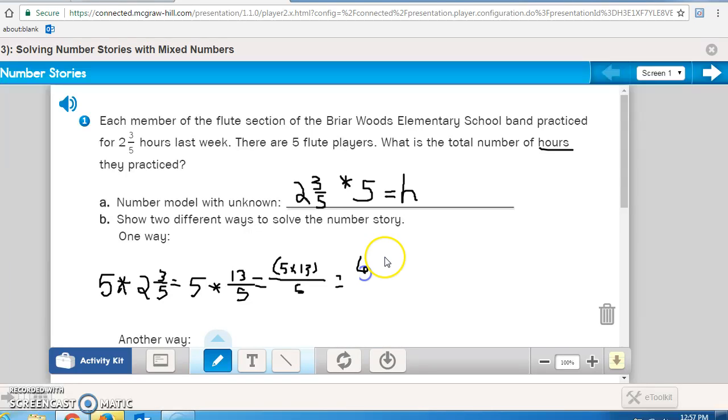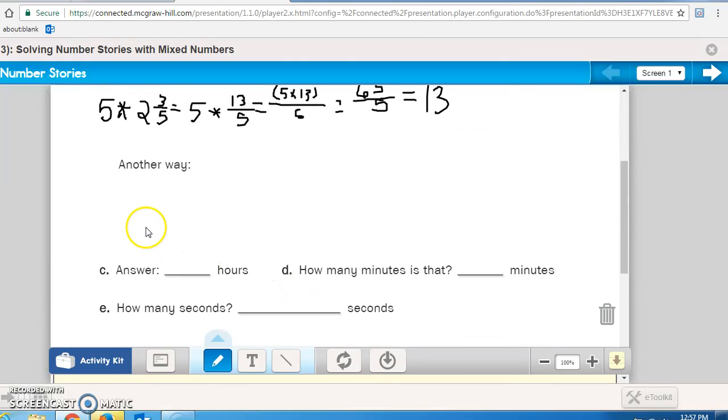Well, it's 65/5, which equals 13. Because 65 divided by 5 goes into 6 once. Then I carry my 1 here for 15. 5 goes into 15 3 times. 13. You can divide it any way you want over here on the side. What's another way I could do that? Well, I could add 2 3/5 5 times.